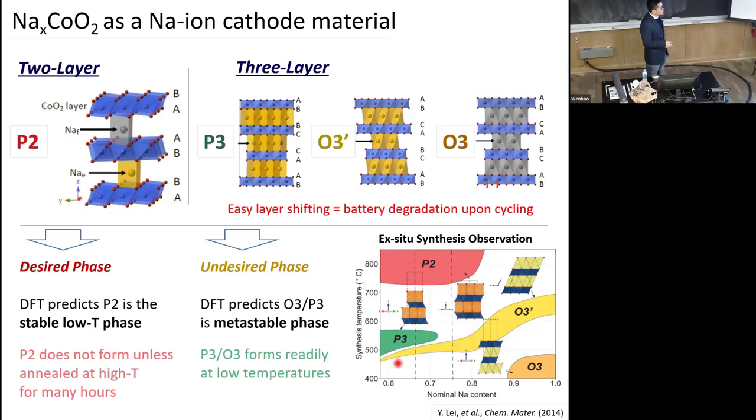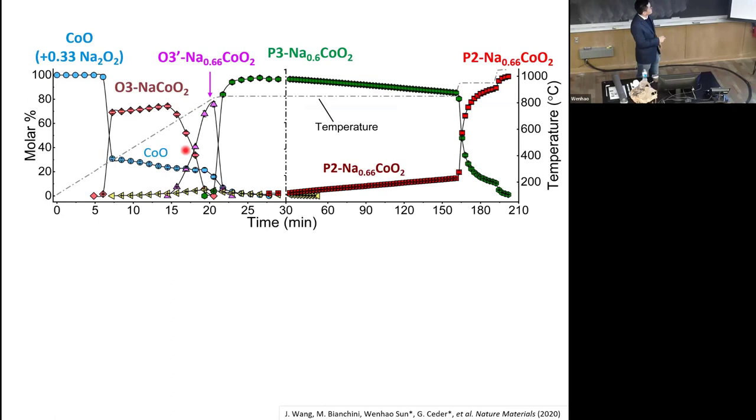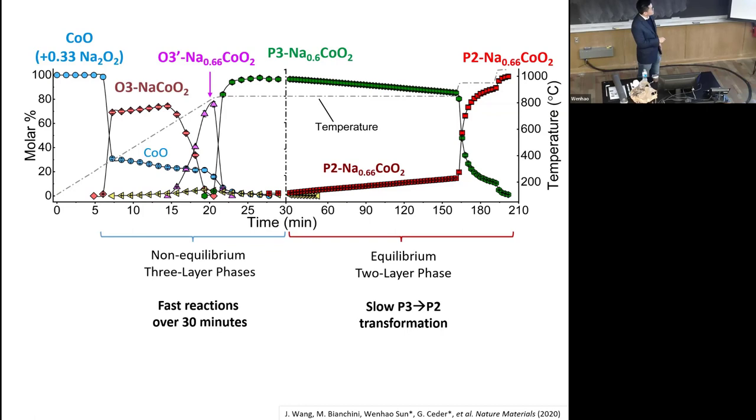We took P2 at this composition, sodium 0.66, to a beamline. A beamline is where you put a reaction inside a very powerful synchrotron source, and we can watch the reaction as it happens. And so here's what we see. What I'm plotting here is the phase fraction versus time, okay? And I'm splitting the time into two axes, this short time regime and this long time regime.